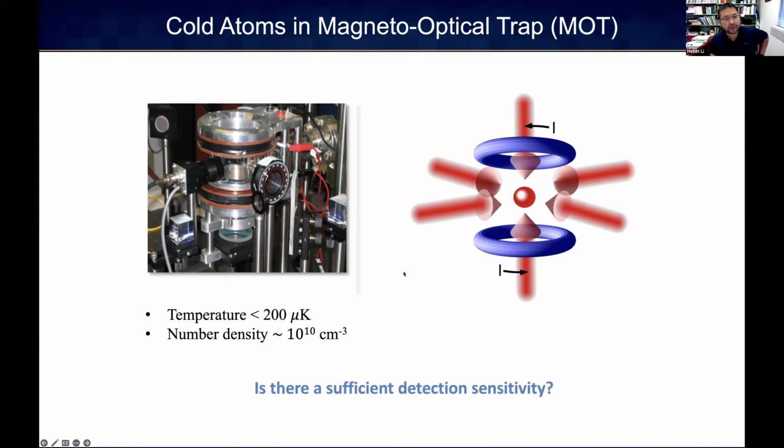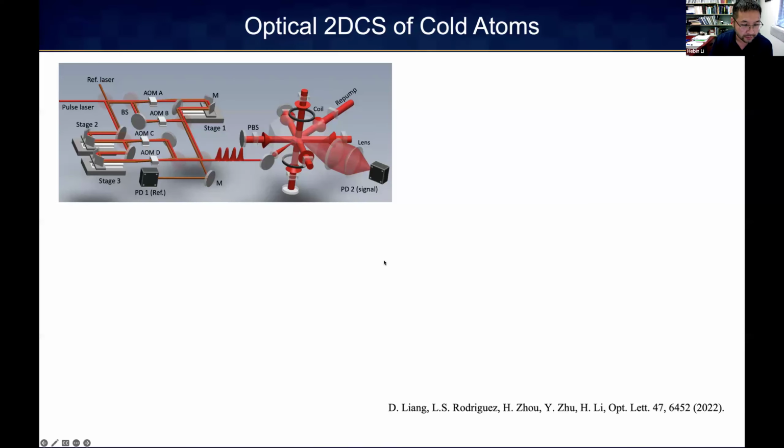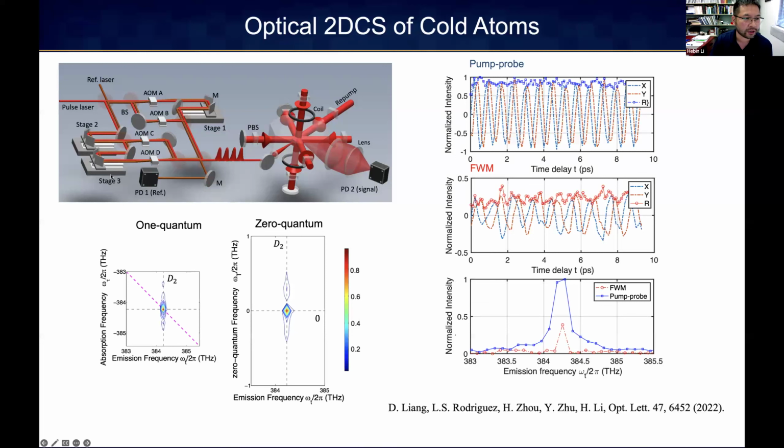And now the question is, this density and the number of atoms are different from what we saw in atomic vapor. So the question is, well, is it even possible to do 2D spectroscopy in cold atoms? That's what we were trying to figure out first. So we actually combined a cold atom MOT setup with our 2D spectroscopy setup, and we took some initial data, which shows that we can get pump-probe signal, and then nonlinear four-wave mixing signal from the cold atom cloud, and then later we were able to perform 2D spectroscopy on the cold atoms.